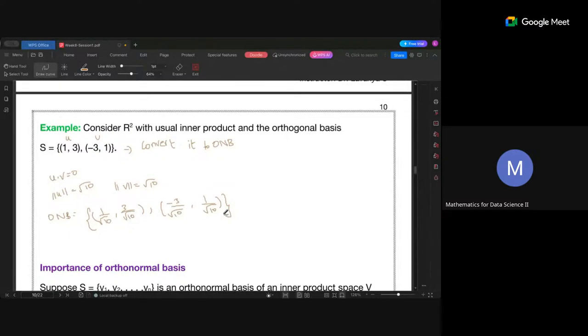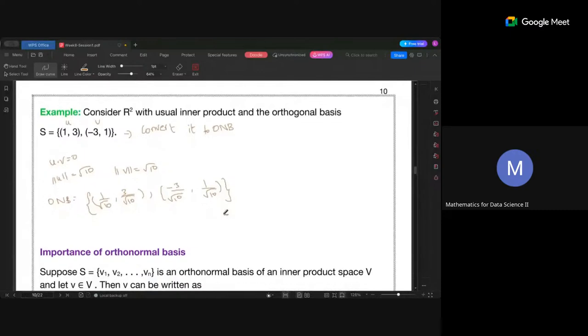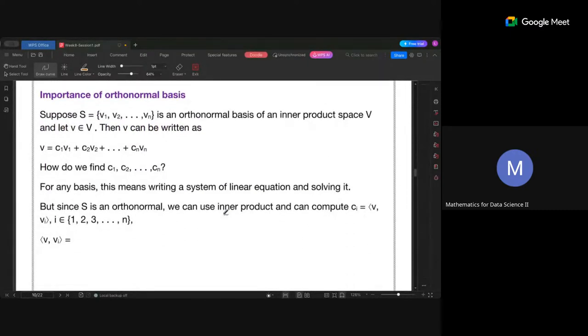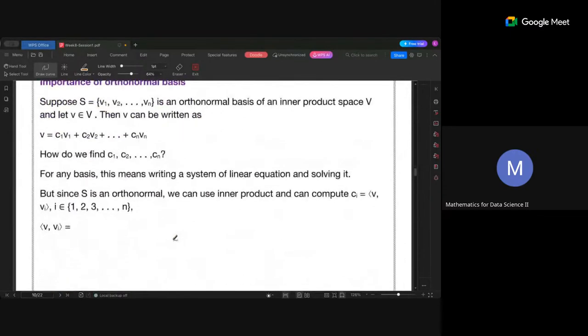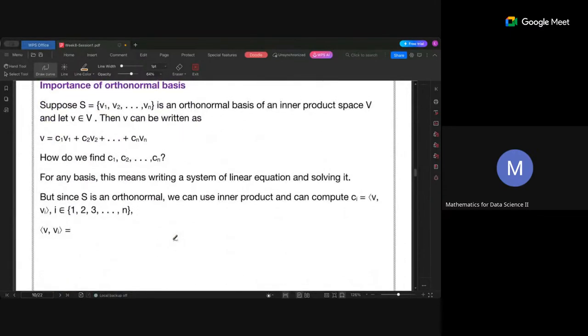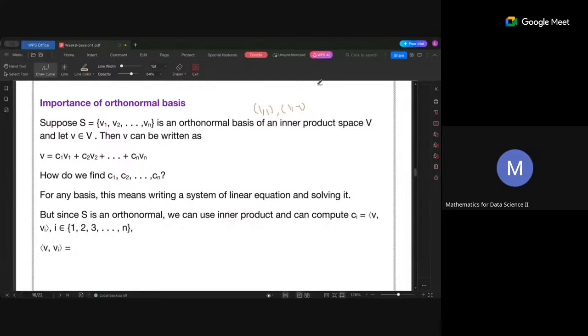Now, what is the importance of an orthonormal basis? We have constructed an orthonormal basis, seen what it is and how to construct it from an orthogonal set. Now, what is the advantage of having an orthonormal basis? Suppose, go back to weeks 3 and 4, you have some basis, for example this is one basis for R2. Now suppose you have some element (3, 4). How do you write (3, 4) as a linear combination of v1 and v2?